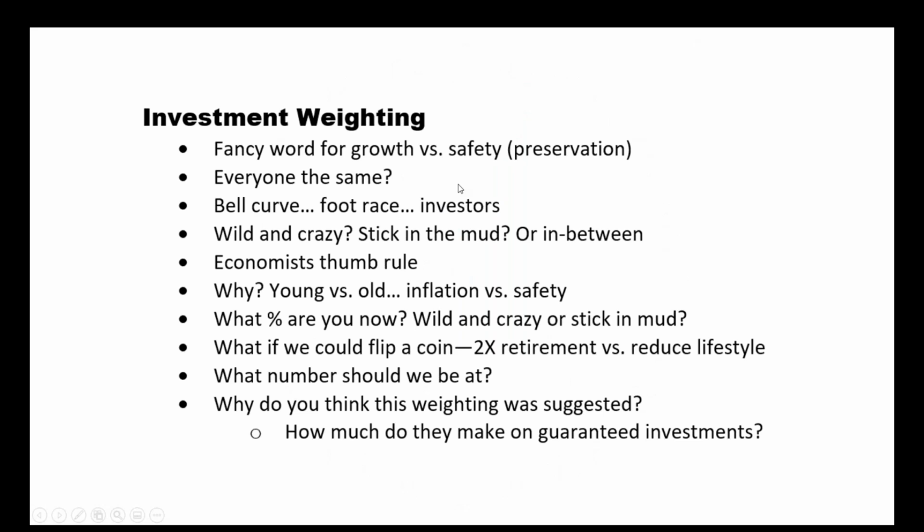So let me get it all set up here. Yeah, not. So let me get going here. This is the script we're looking at for investment weighting. So investment weighting is called what? Allocation, right? Asset allocation. So fancy word for growth is, and versus safety is preservation. Everybody the same? Bell curve.